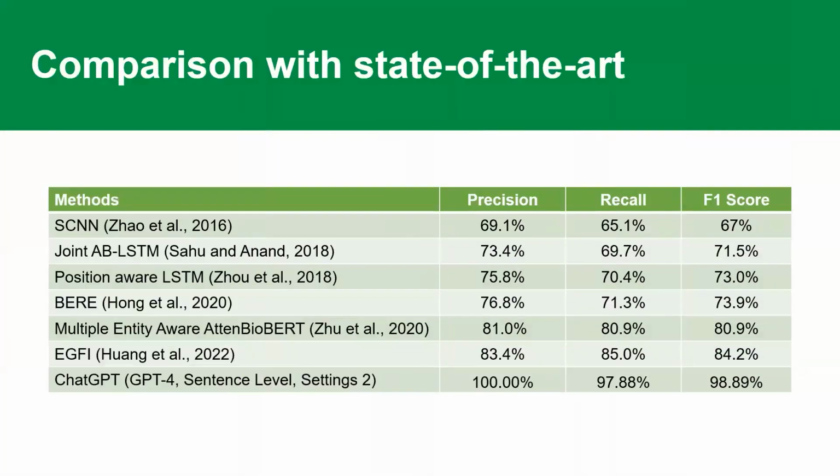We have compared our result with some state-of-the-art models which were also applied on the same dataset, and we have found that GPT-4 with sentence level setting 2 outperforms all the existing state-of-the-art models.